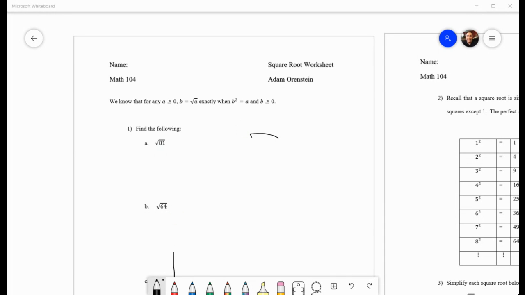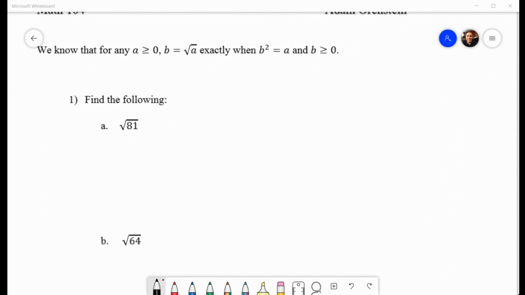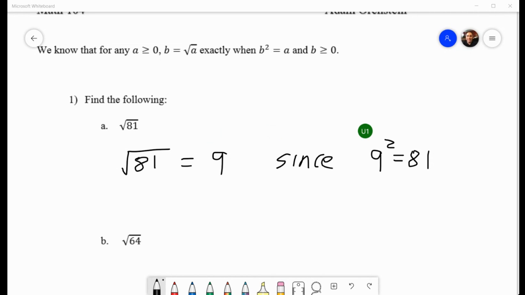Okay. So for the first one, we have the square root of 81. So what is that going to equal? Well, that's going to be 9. It's really by what's above it. Basically, it's going to be 9, and that's since 9 squared is 81, right?